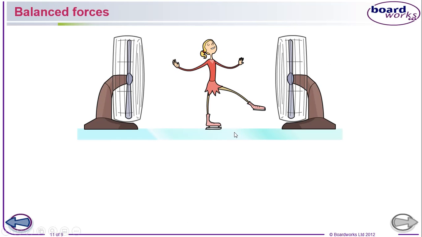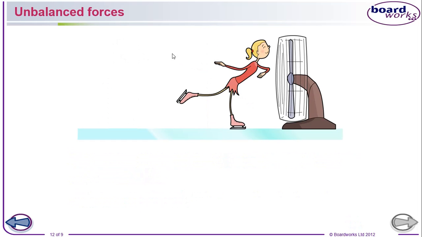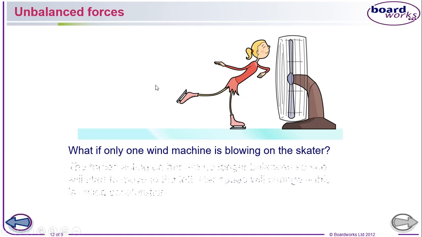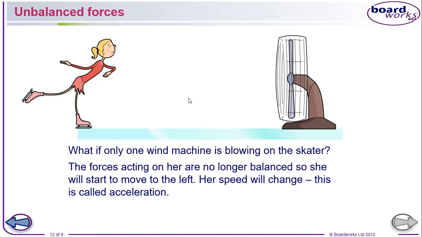Now this girl is skating between two fans, and each one of them is making a force. An equal force is being experienced by the girl, so the girl is not moving. Now, if we use only one fan, this is a case of unbalanced forces. Only one fan is exerting a force. That's why a change in direction happened and the girl moved to the left-hand side.